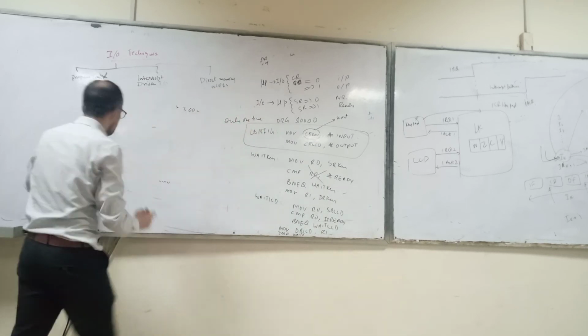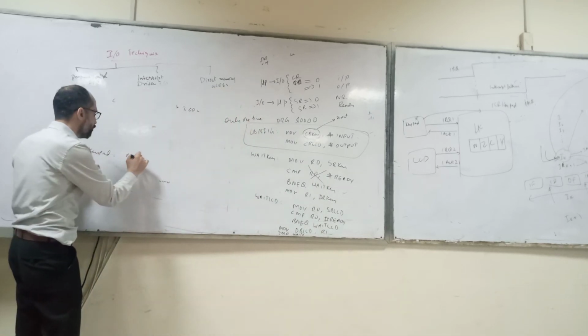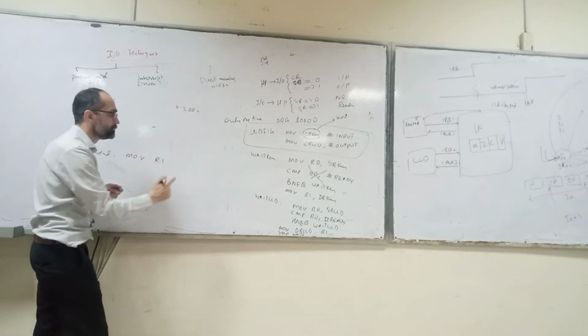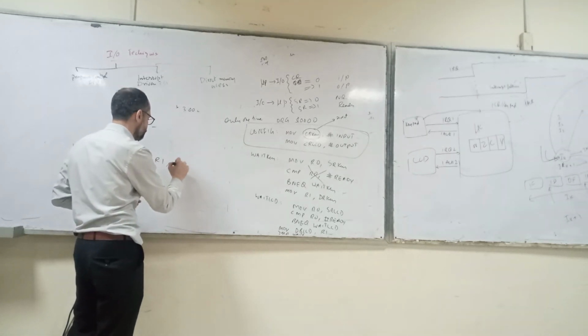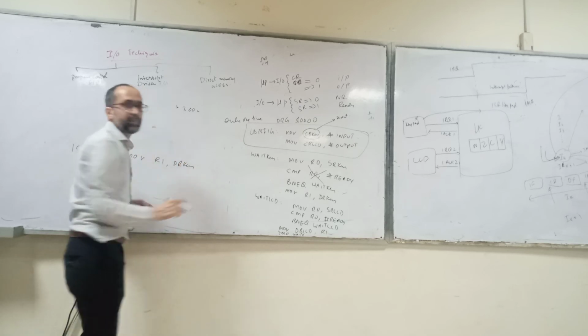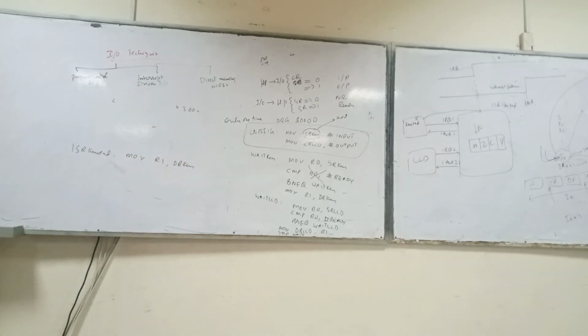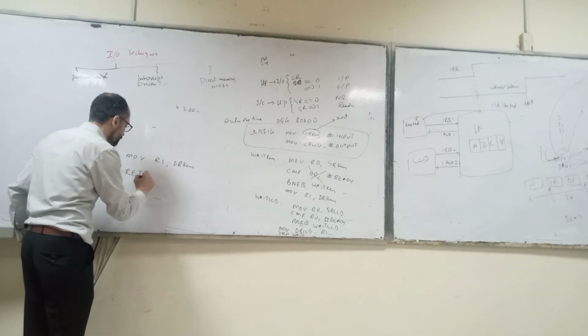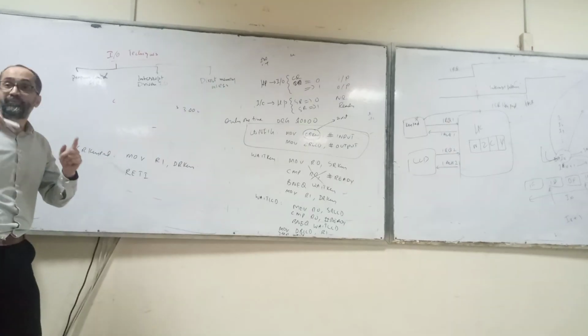So what will it do? Move R1, what? Here. The value will be directly transferred here. And then it will return from interrupt.